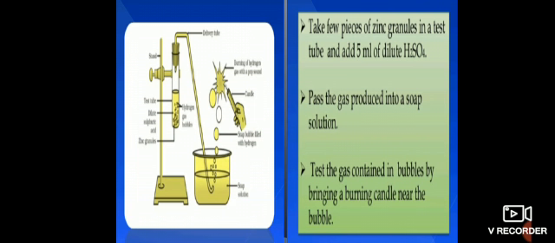Dear students, set up the instruments as shown in the figure. This figure is very important and asked in examination for 3 marks. Take a few pieces of zinc granules in a test tube and add 5 ml of dilute sulfuric acid. Pass the produced gas into a soap solution. Test the gas contained in bubbles by bringing a burning candle near the bubble.